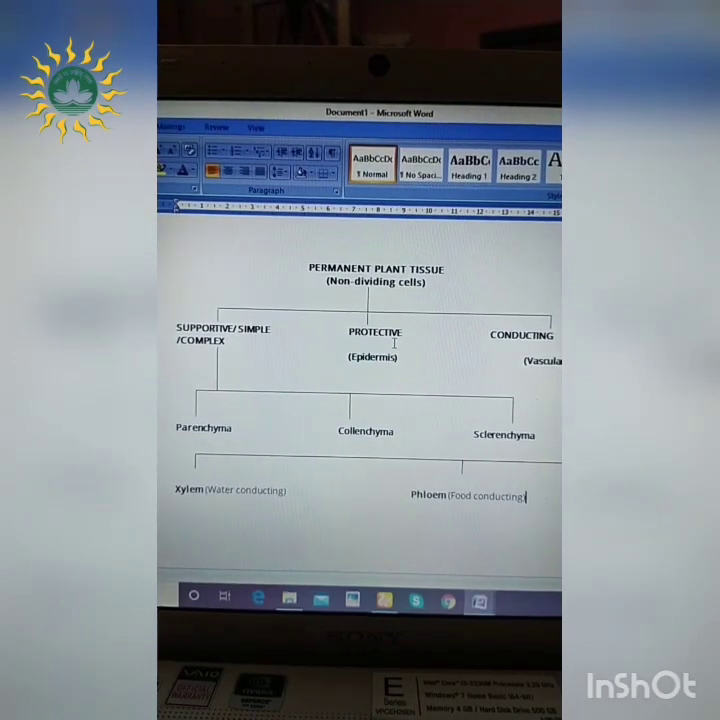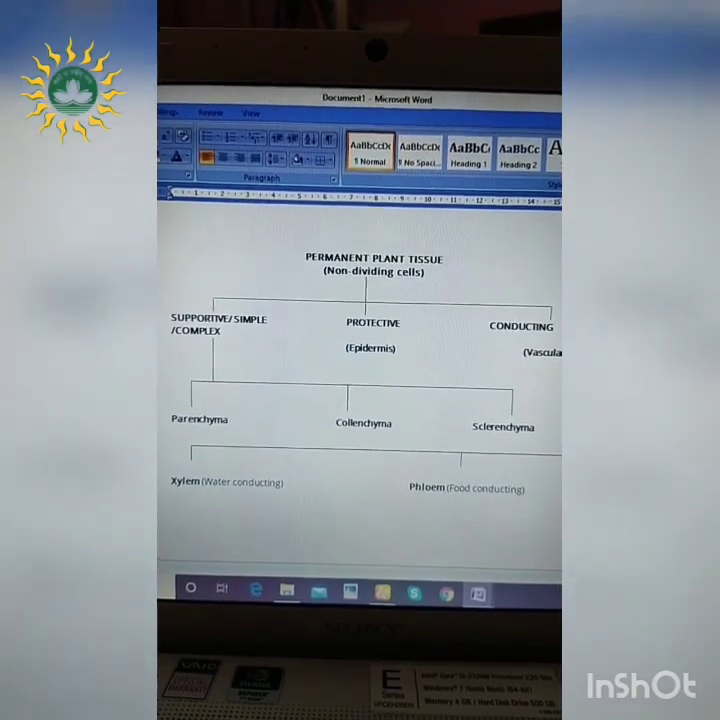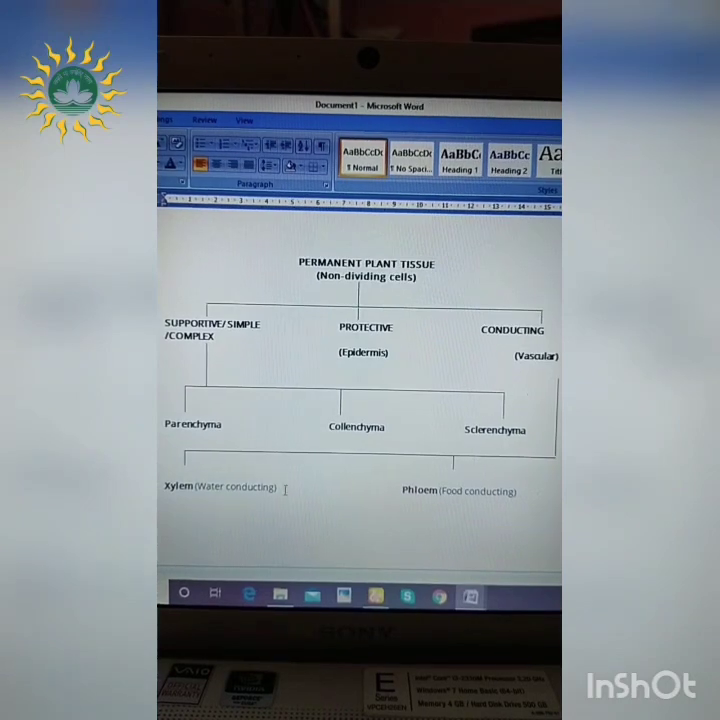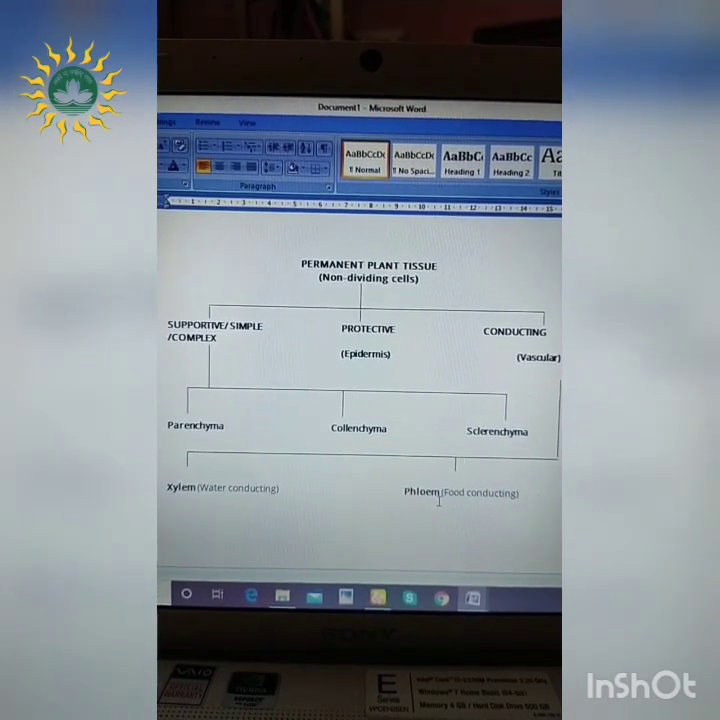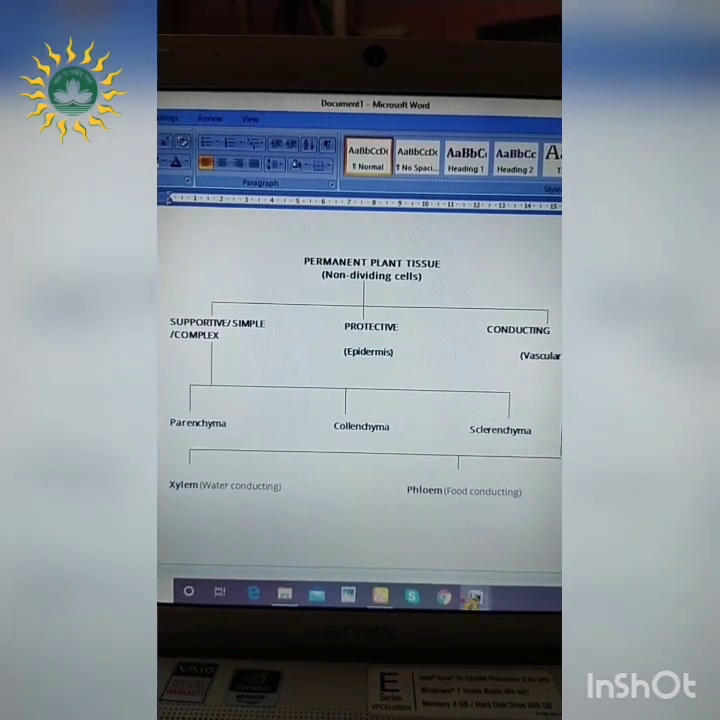And the protective tissue doesn't have any types. It is the epidermis which is present. The conducting tissue is the vascular one, and it consists of two types: xylem and phloem. So this is what we can consider as the flowchart of permanent plant tissue.